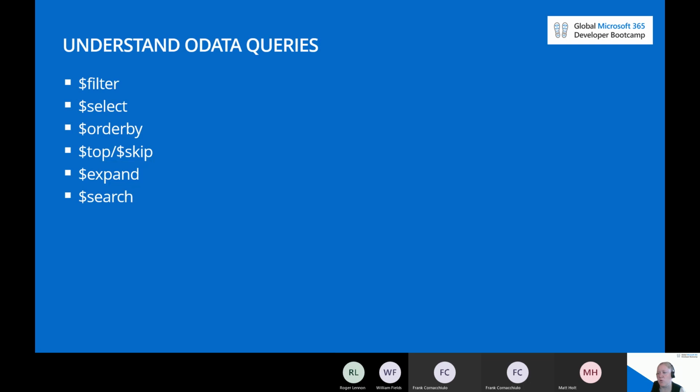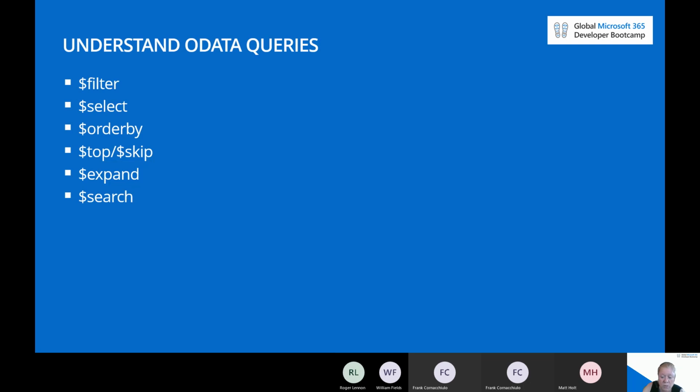When we deal with OData queries, you can filter results, select, order by, top, skip, expand, and search. Because of time, I'm not going to walk through each of these, but just understand these are ways of limiting what results come back, especially expand. So I do want to talk about that.